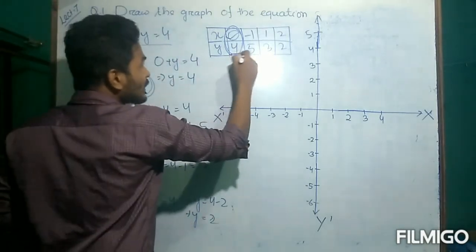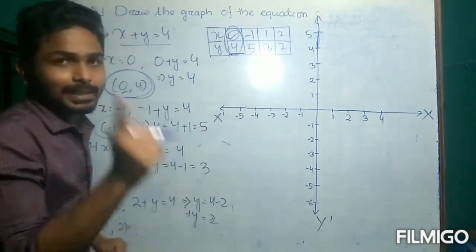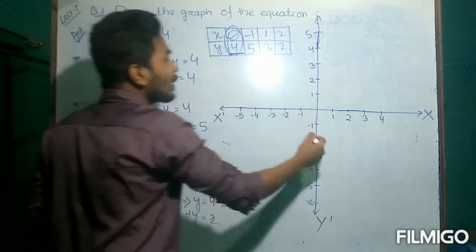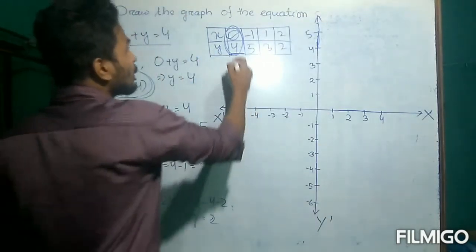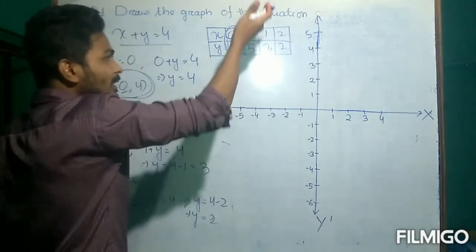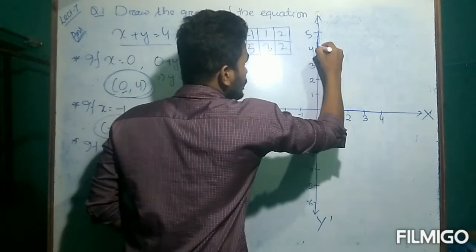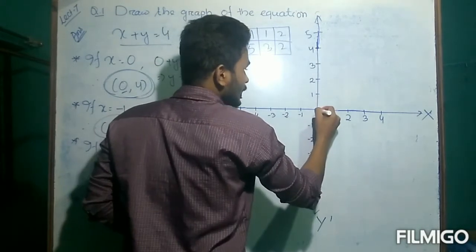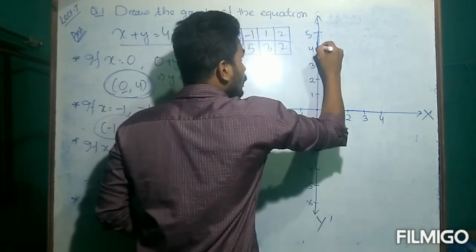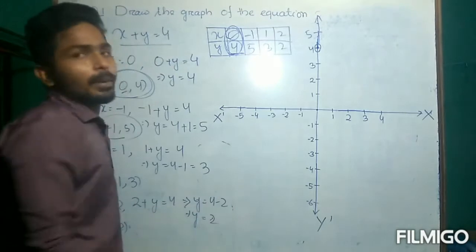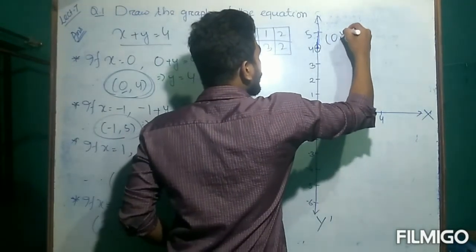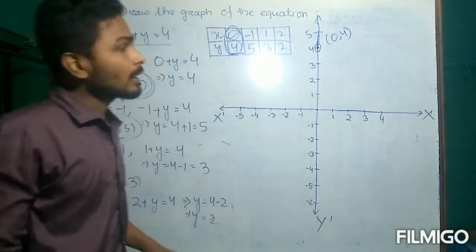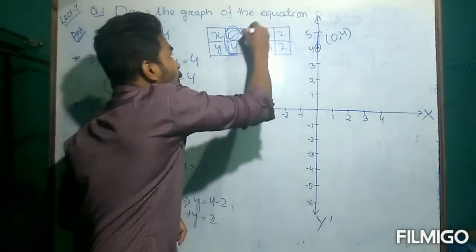So here you can see the y-coordinate has positive sign. That means it should lie towards the positive direction of the y-axis. So you have to move how much unit? 4 units in the top direction. So here is the origin and you have to move 4 units towards the top. And this point represents 0, 4. Understood?